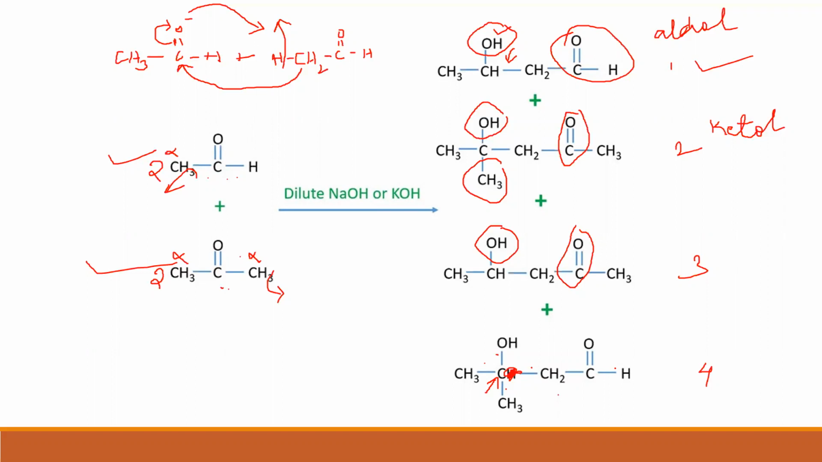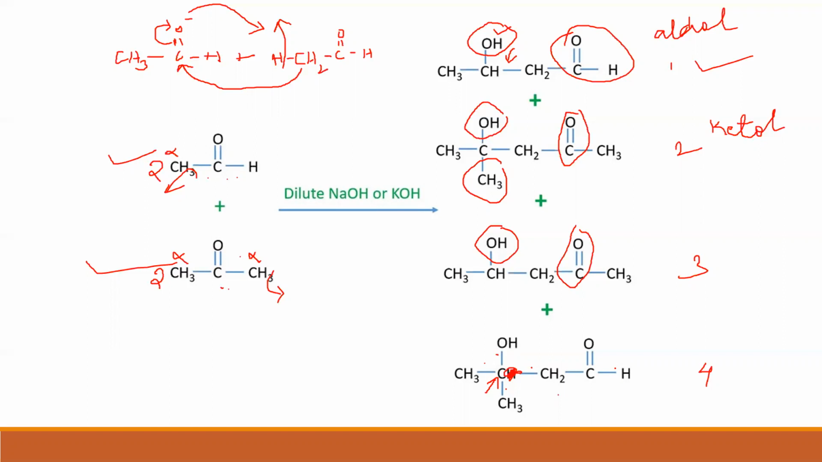On the other hand, if 2 different carbonyl compounds combine, as in the case seen here, if 1 mole of acetaldehyde reacts with 1 mole of acetone, if 2 different carbonyl compounds combine in the presence of a base, then the reaction is called crossed aldol. This is a very important concept. Let me repeat it once again.